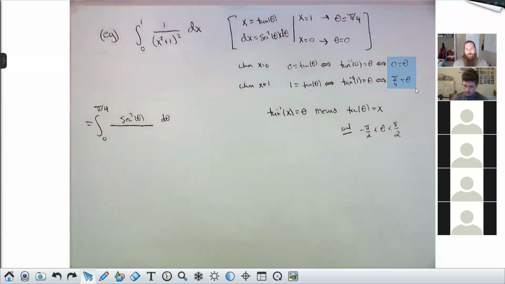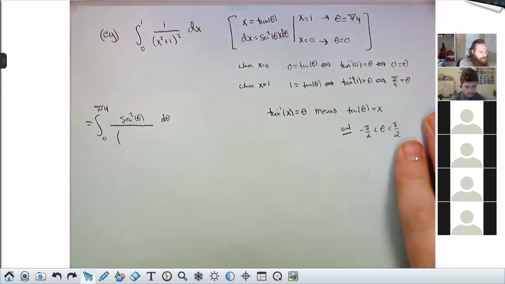The only theta that I really take as the inverse tangent of 1 is pi over 4. I'm not interested in 5 pi over 4. I'm not interested in 9 pi over 4, or any of the other solutions to this equation. I just want the one from the principal branch, the one from the negative pi over 2 to pi over 2 branch.